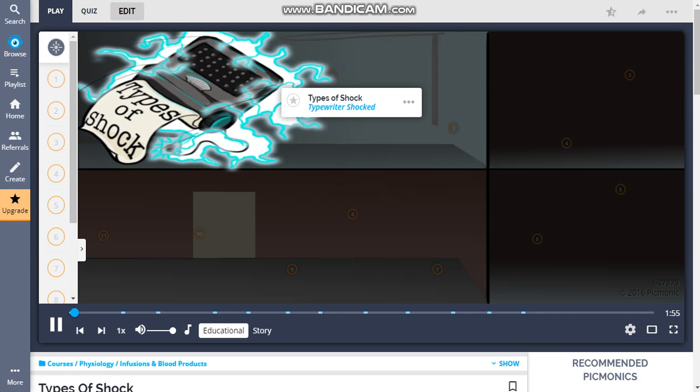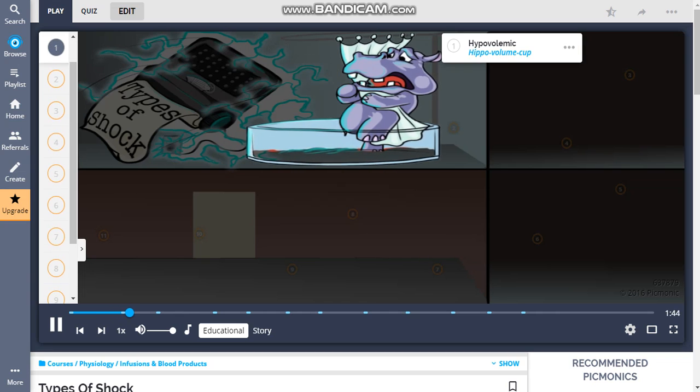The different types of shock can be described through the horrific tale of the killer on the loose in the hippo's apartment building, isolating and killing maintenance men like the heart and the nerve. Hypovolemic shock, the hippo in a volume cup bathtub, occurs due to the loss of intravascular fluid.